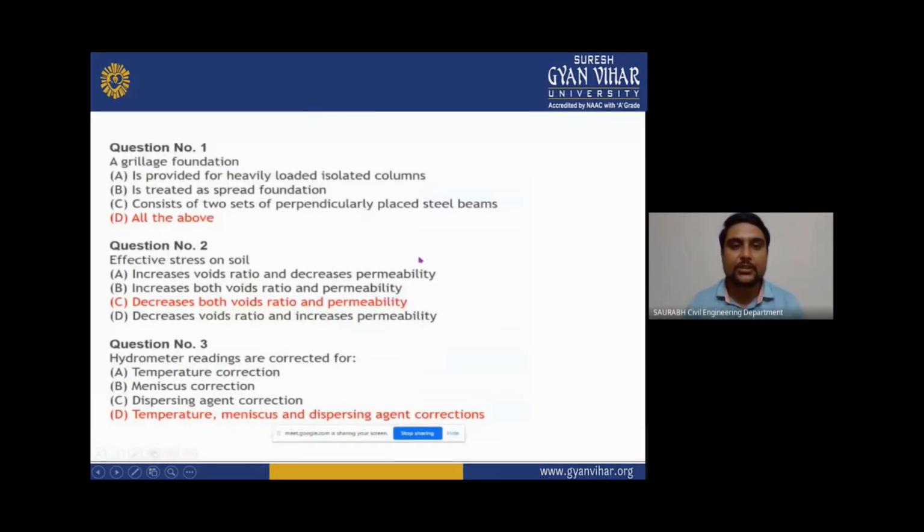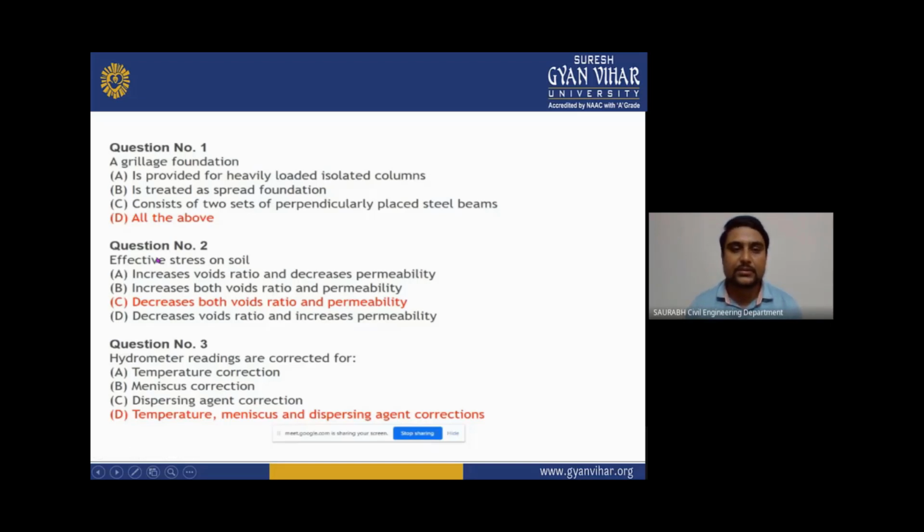Now come to the MCQs. First question: a grillage foundation is provided for a heavy isolated column, or it is treated as a spread foundation, consisting of two sets of perpendicularly placed steel beams. So here the right answer will be D, all of the above.